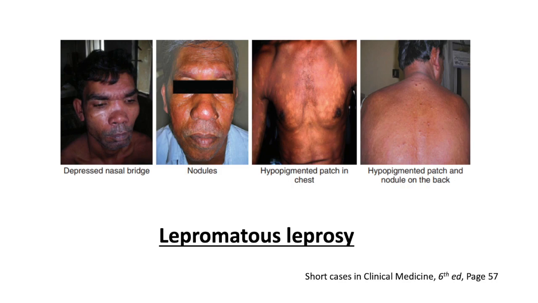All right, so here are some nice images courtesy of Shock Cases in Clinical Medicine. So here we can see a depressed nasal bridge. Now the differential for a saddle nose deformity or a depressed nasal bridge is quite extensive, but leprosy is one of them, together with Wegener's granulomatosis, people who sniff cocaine, and a whole variety of others. Right here we can appreciate nodules. We also have the so-called leonine facies, a hypopigmented patch that you can see in the chest here. Here we see a hypopigmented patch and nodule on the back.